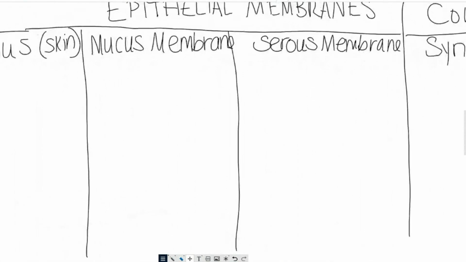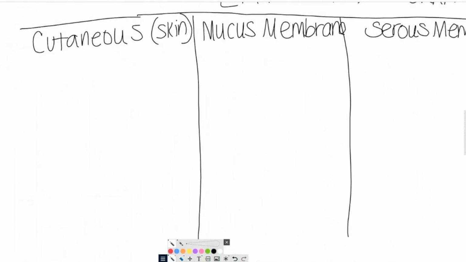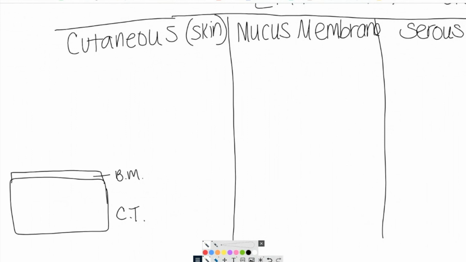We'll start with the cutaneous membrane. We're going to draw this picture. It's going to look very familiar to you. Because we're doing epithelial membranes, you're going to see the same things we saw when we drew epithelial tissue. We have connective tissue at the base, and then a basement membrane right below where we're going to draw our epithelial cells. Because this is skin, you remember that skin is composed of stratified squamous epithelium that is keratinized.